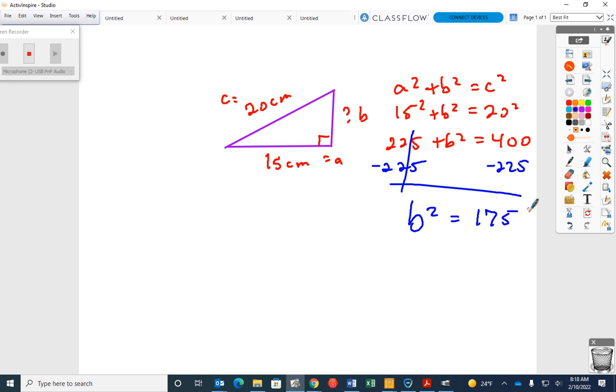Well, just like last time, when we had a number squared, what did we do to that other number? Find the square root. So B is going to equal the square root of 175. Well, in your calculators, when you do that, what do you get? About 13 point what? 0.2 centimeters. Okay? Do you see how we did that? Is that difficult? No.